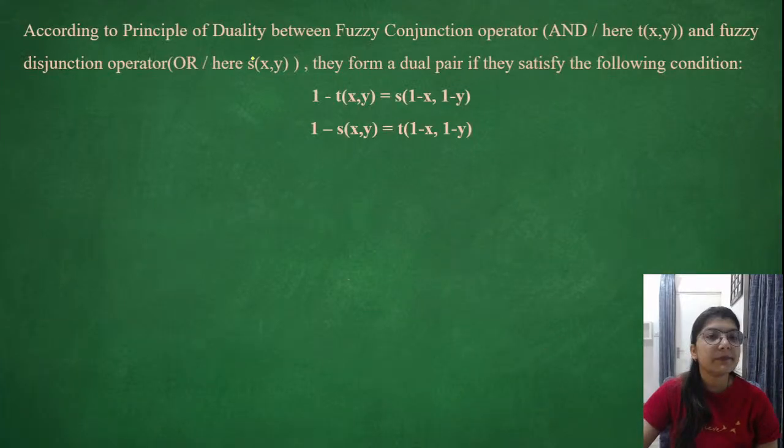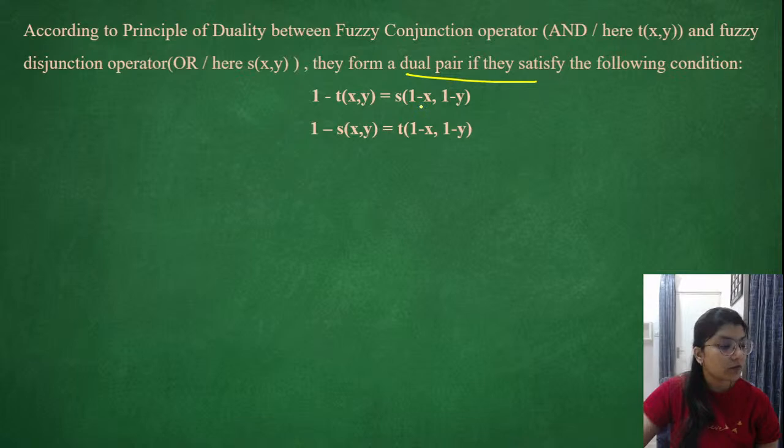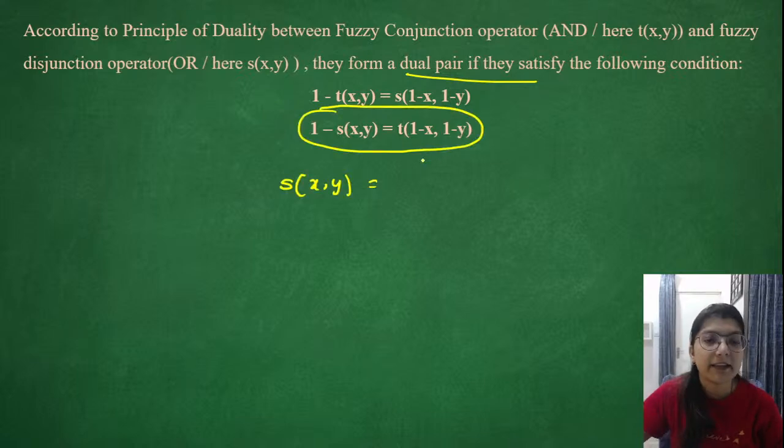According to the principle of duality, the fuzzy conjunction operator and fuzzy disjunction operator form a dual pair if they satisfy the following condition. What is the condition? 1 minus T(x, y) is equal to S(1 minus x, 1 minus y), and 1 minus S(x, y) is equal to T(1 minus x, 1 minus y). So we will take this equation and try to find the value of S(x, y), because we have to tell the value of S(x, y) in the final answer. This will be 1 minus T(1 minus x, 1 minus y).